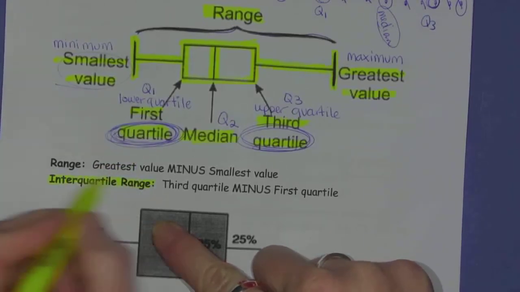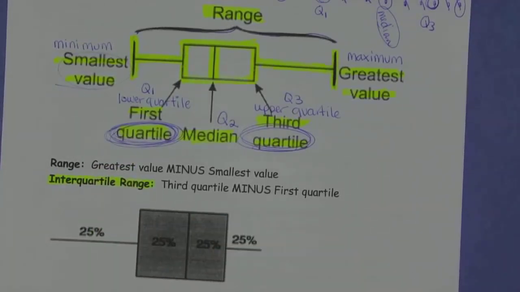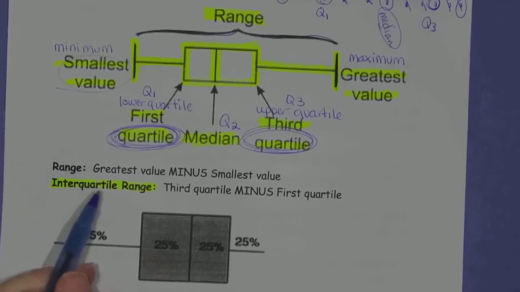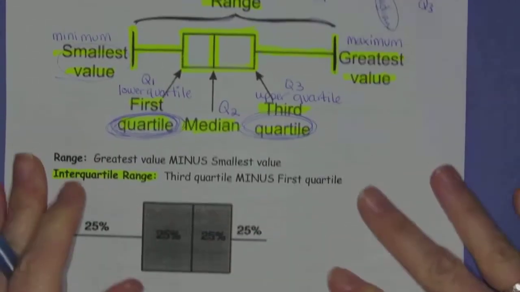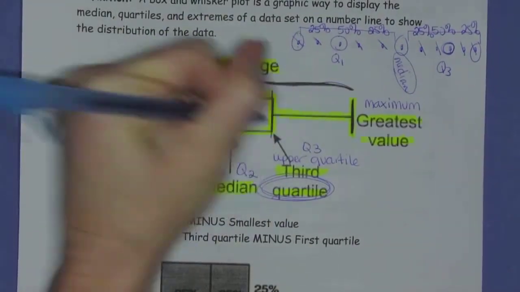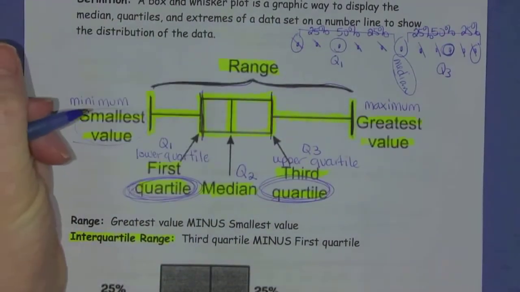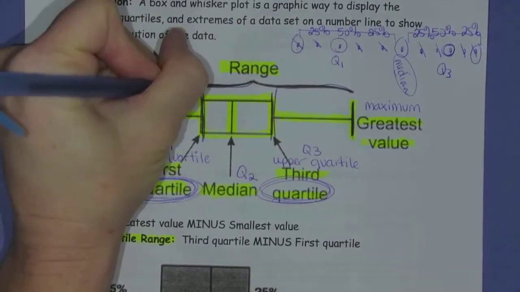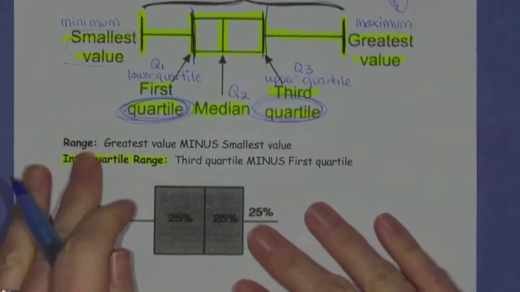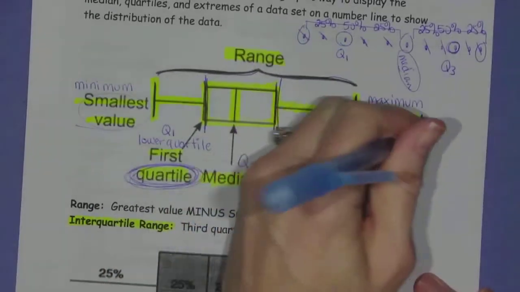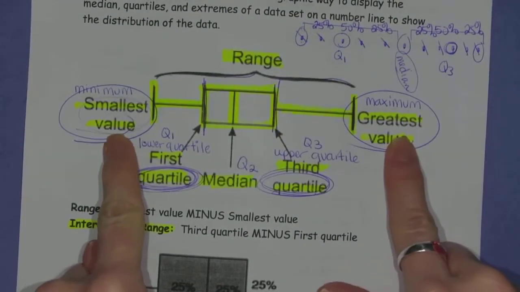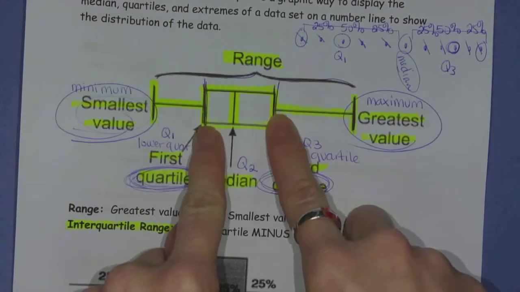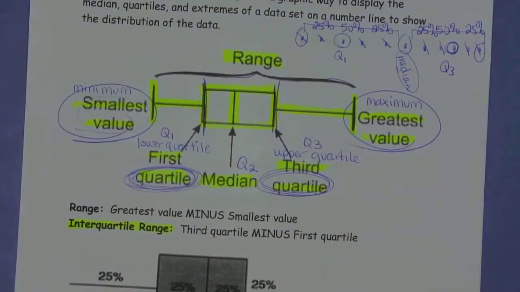Interquartile range. This is a new term for you. Interquartile range is simply the third quartile minus the first quartile. So it's the right side of the box minus the left side of the box. Third minus first, where regular range is greatest minus smallest. Okay, so you have the overall range and then you have the interquartile range.